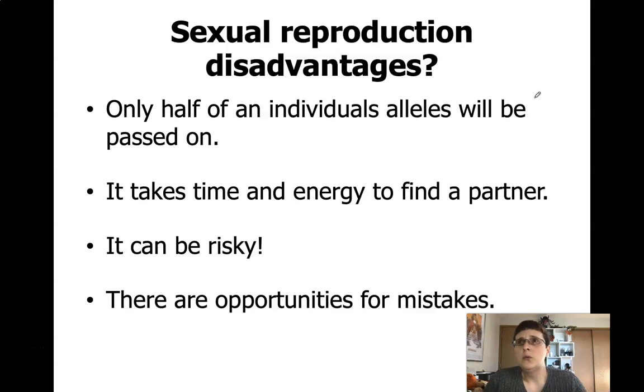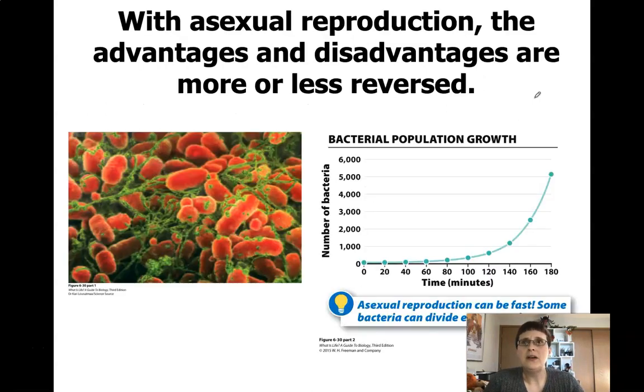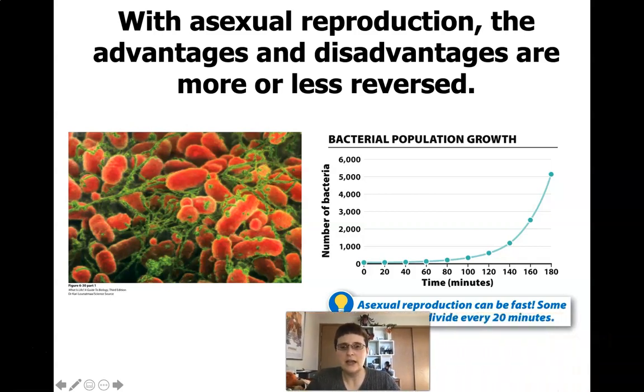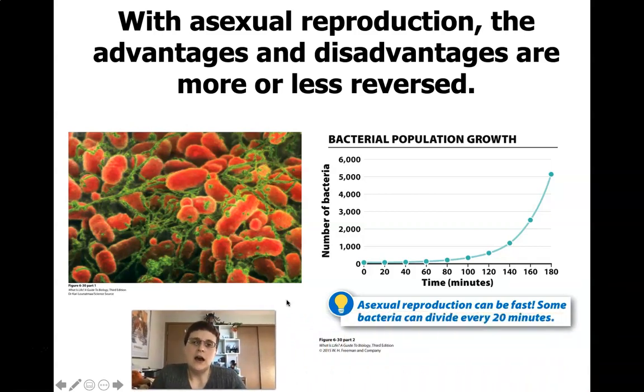So what would then be advantages of asexual reproduction? Well, they're pretty much reversed, right? Because you don't get any of the benefits of sexual reproduction as far as genetic variation and so forth when you do asexual reproduction, but you get to divide incredibly fast. All right.